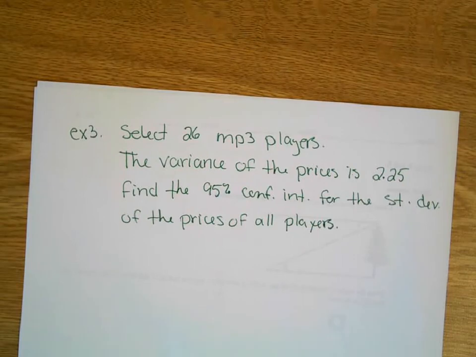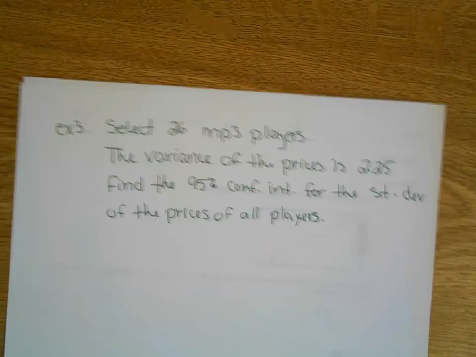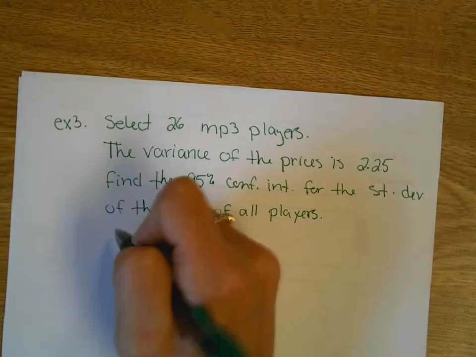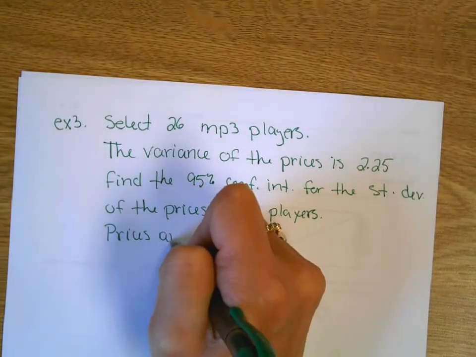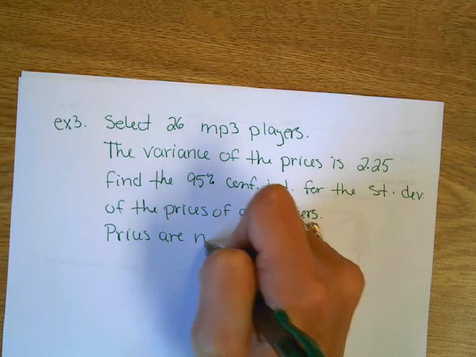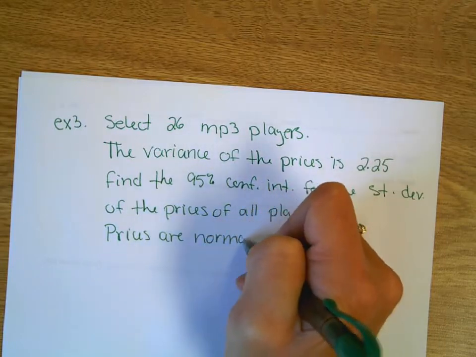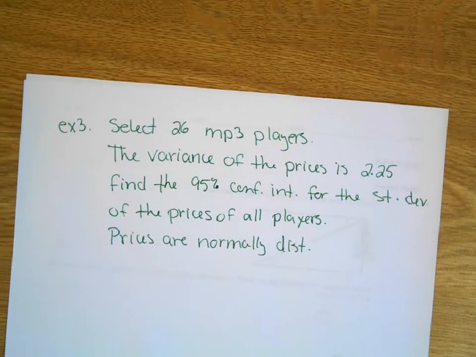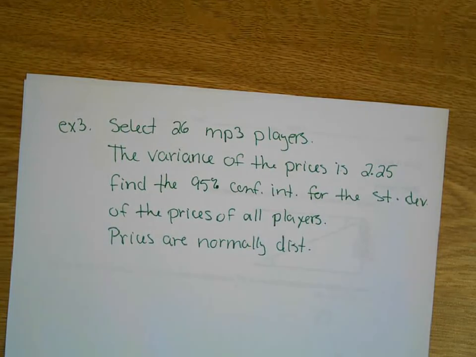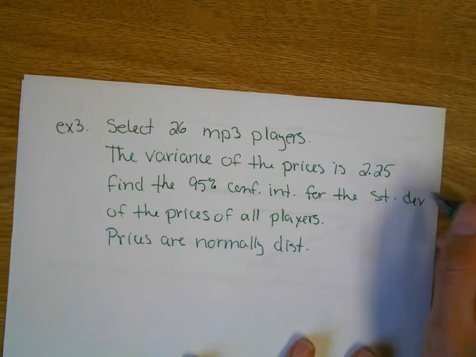Okay, number 3. We're going to select 26 MP3 players, and we're going to say prices are normally distributed. The variance of the prices is 2.25. Find the 95% confidence interval for the standard deviation of the prices of all players.